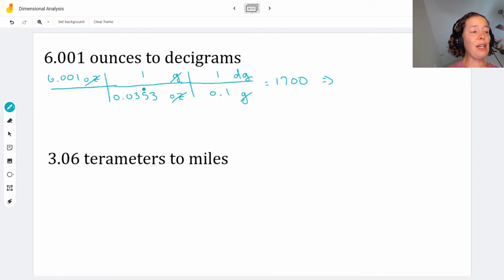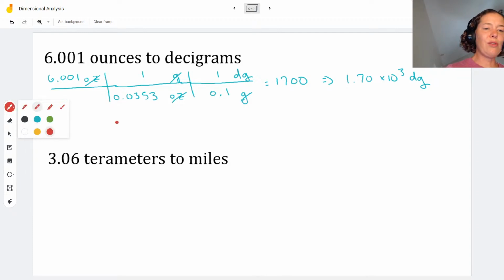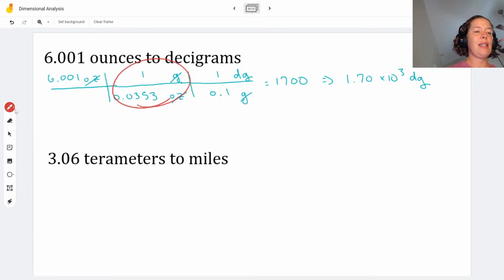But in this case, because we're limited here by these 3 sig figs, if we wanted to do this, I think going to scientific notation here, 1, 2, 3, is the way to go. So this is, again, a situation you don't want to be in where your conversion factor limits you. So I am actually going to just highlight this because it is a great example of a problem that you may run into and how to deal with that. Okay, on to our last one. We have 3.06 terameters to miles.